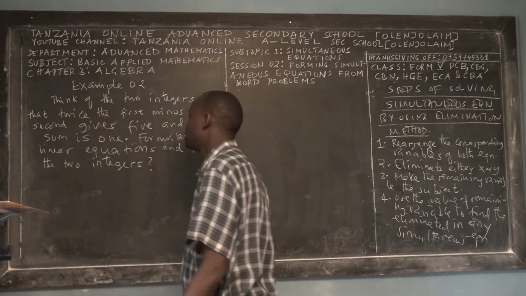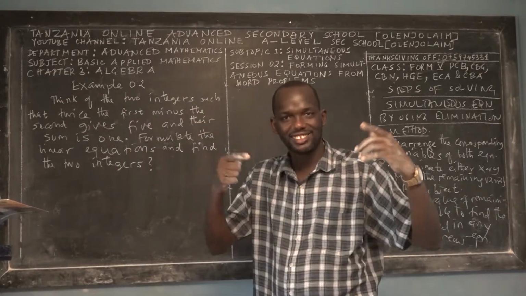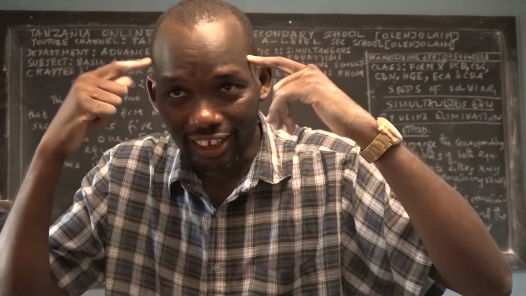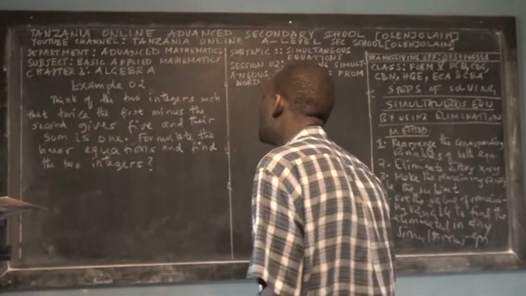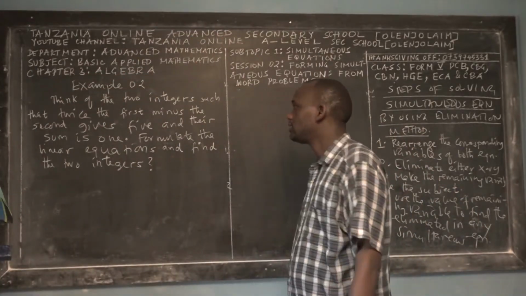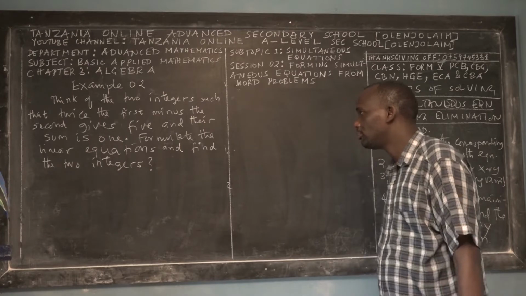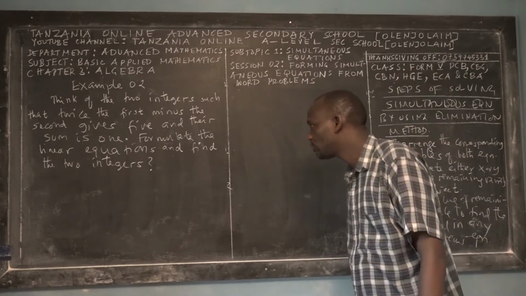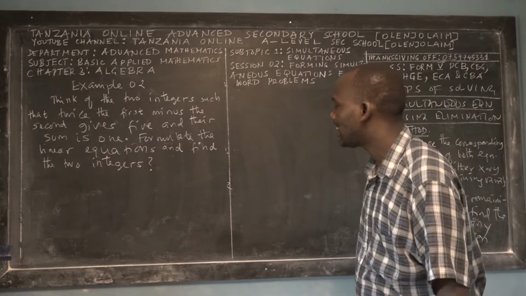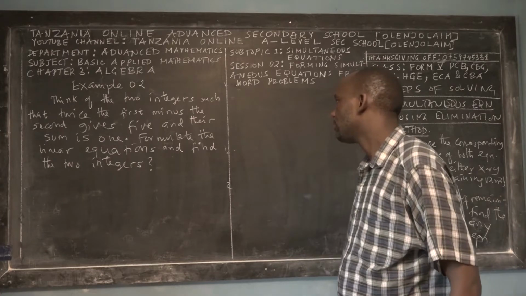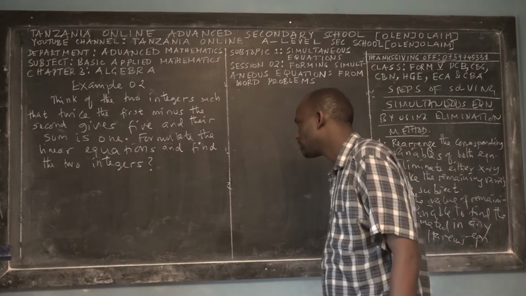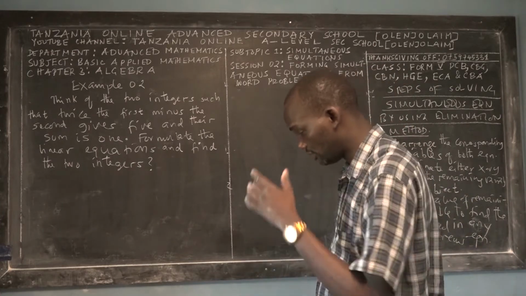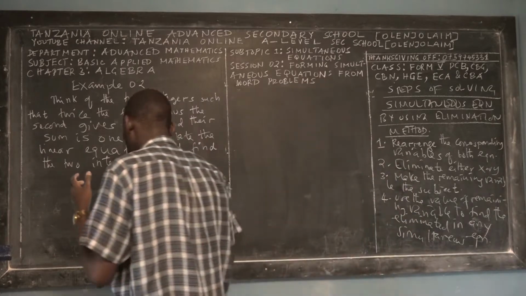Think of two numbers such that twice the first minus the second gives 5, and the sum is 1. Formulate the linear equations and find the two integers. Solution.